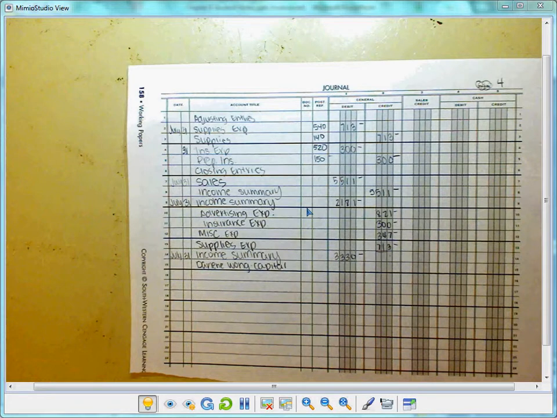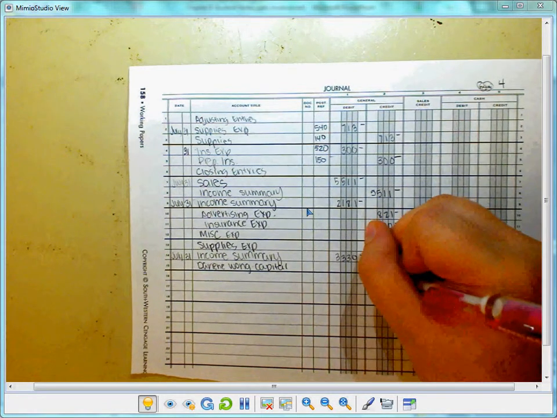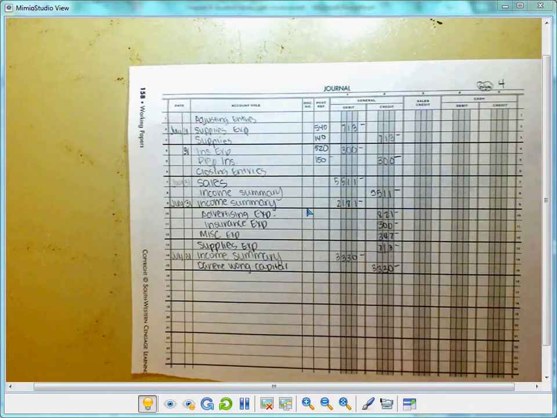And that's a credit of $3,330. If you have a net loss, it will be the opposite. The capital will go first, the income summary will be the credit. Okay, we can go ahead and stop it there. We have a little bit more to do, but we will work on that tomorrow.